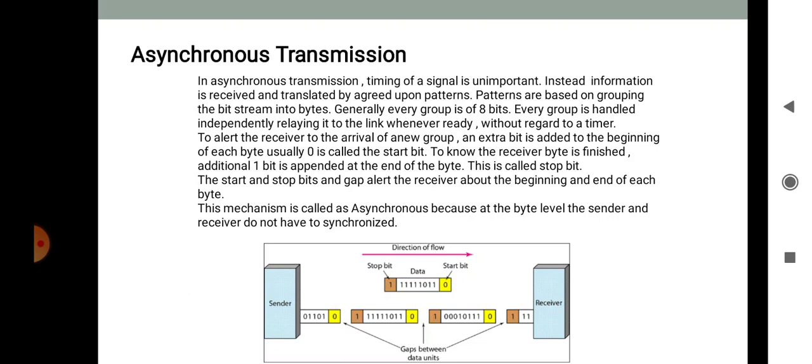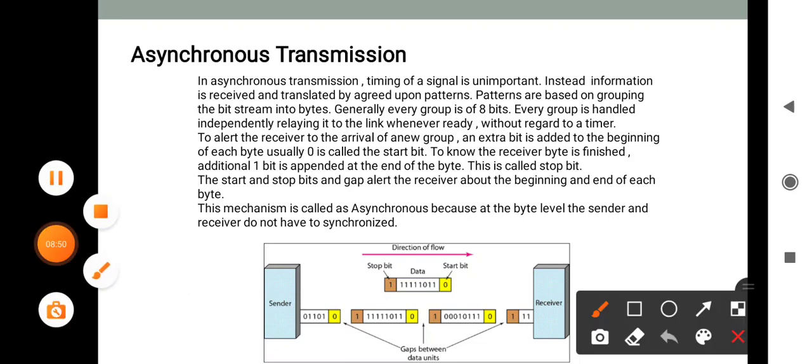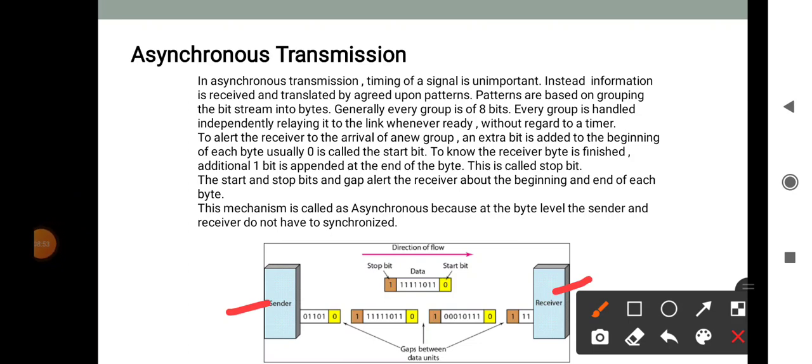Here, to alert the receiver to the new group, an extra bit is added to the beginning of each byte. Usually 0 is called the start bit, and to let the receiver know the byte is finished, an additional 1 bit is appended to the end of the byte. Here this is one byte, 0 means start and 1 is the stop bit. The start and stop bits with the gap alert the receiver about the beginning and end of the byte.